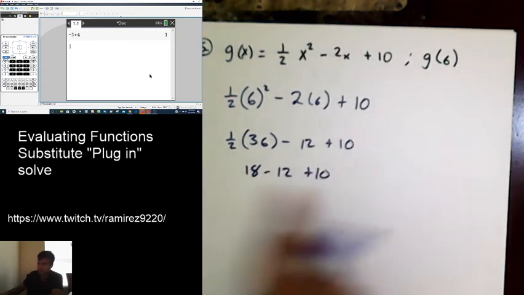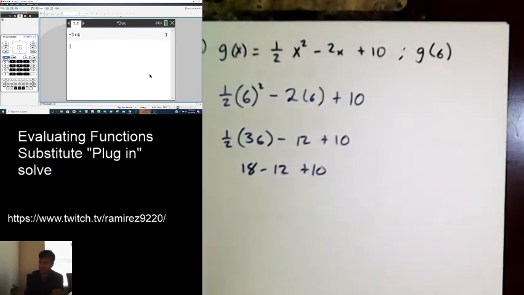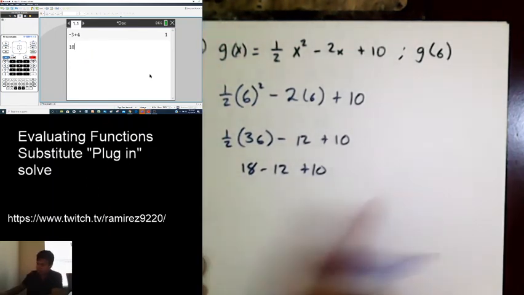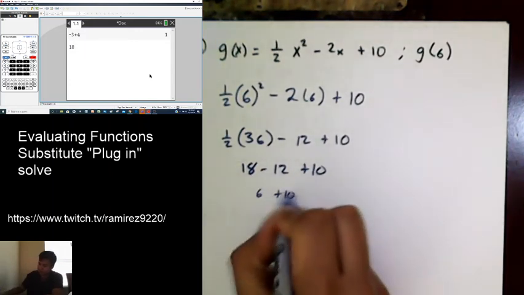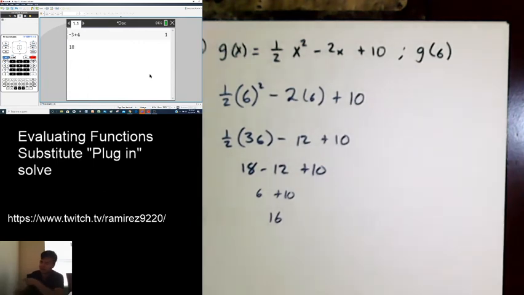Again, I could just put them together at this point. So 18 minus 12, whoops. And again, you could go from left to right. 18 minus 12 is just 6. Plus 10, well, that's 16. Again, if you had a calculator, you could put it in all at once and still get the same thing.